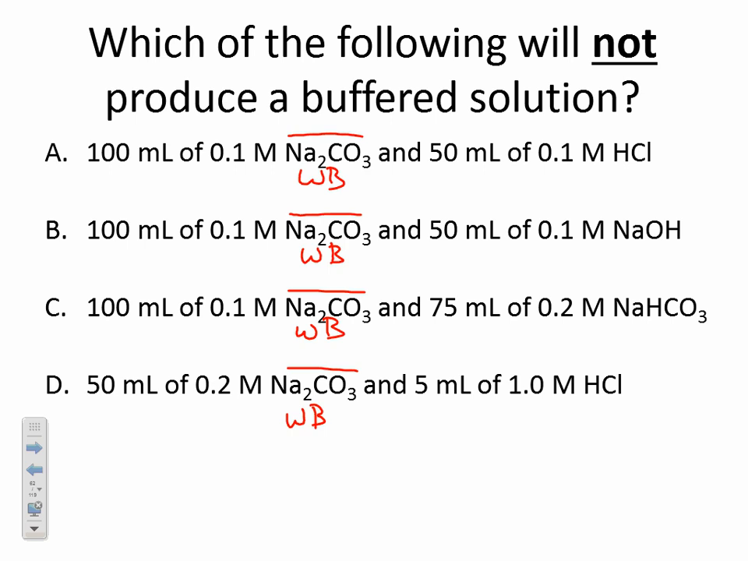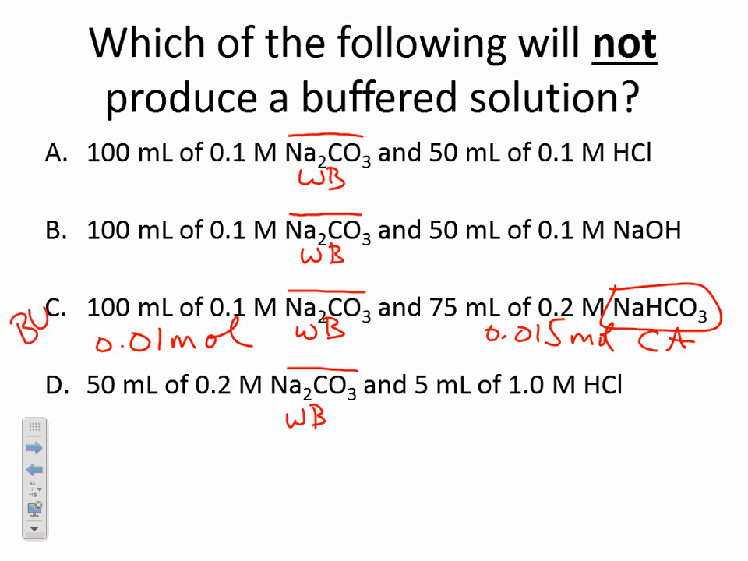If I'm looking for the conjugate acid of this, I'm going to right away go to part C and notice that, hey, that's the conjugate acid, and I have 0.01 moles of the weak base, and I have 0.015 moles of the conjugate acid. So, boom, buffer, right? That is absolute. That's the easy one. That's the weak base plus its conjugate acid.